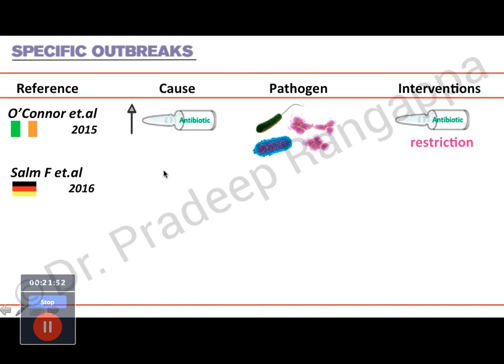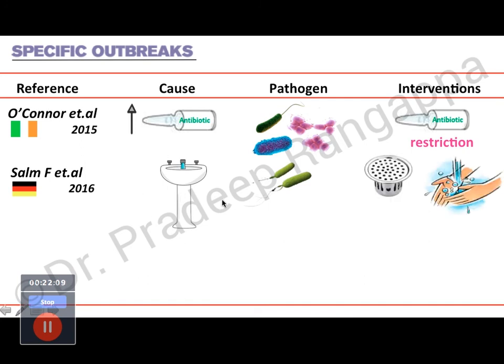Salm F et al. This was a German study in 2016. The cause was contaminated sinks, and the pathogen that caused the problem was Pseudomonas because it's waterborne. So I think the Pseudomonas outbreak happened due to contamination of these sinks. So what was the intervention? They changed the sink trap, emphasized hand hygiene measures, nurse education, and since this water was involved in contaminating the dialysate bags, they used single-use ultrafiltrate bags.